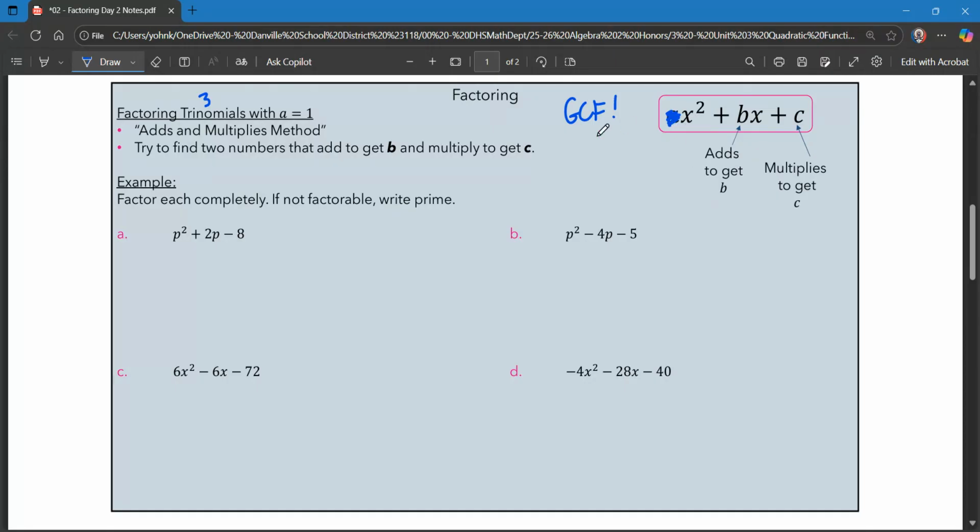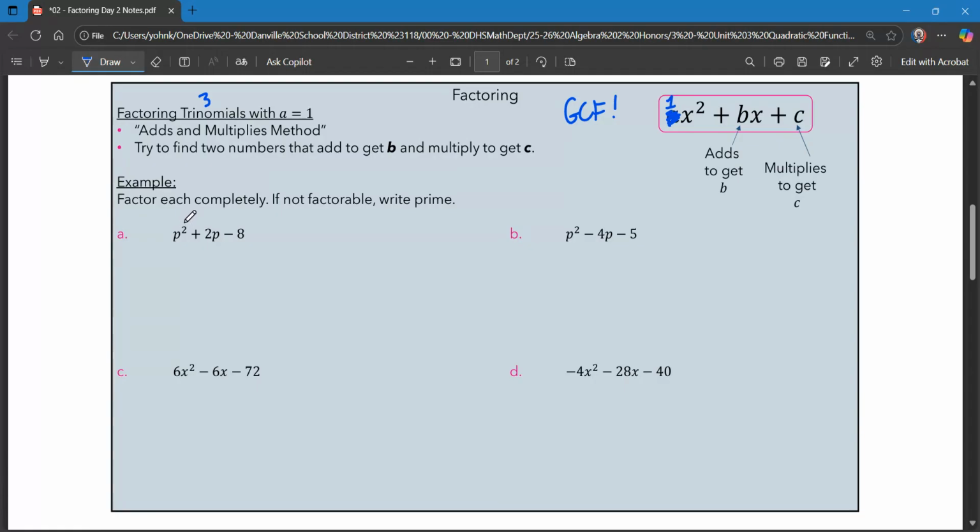Now, in order to do that, we are going to try to find two numbers that add to get whatever that b value is and multiply to get whatever that c value is. So adds to get b, multiplies to get c, and the a value for right now is going to be a 1. In the next video, it's not. So factor each completely, if not factorable, write prime.